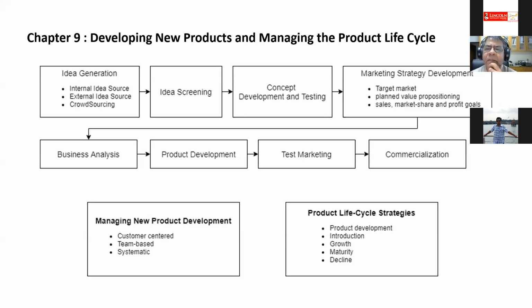For new product development, there are three kinds of managing: customer-centered, team-based product development, and systematic product development. For the product life cycle strategy, when we start the product, we have the product development time and introduction time. After the introduction, the growth time. After this growth time, maybe we can get profit or not, maybe at break even, but when we mature in the stage, we definitely have to get profit. Then after that, the product declines. So we have to try to stay in the maturity stage. This is very important, I think, for the product life cycle.